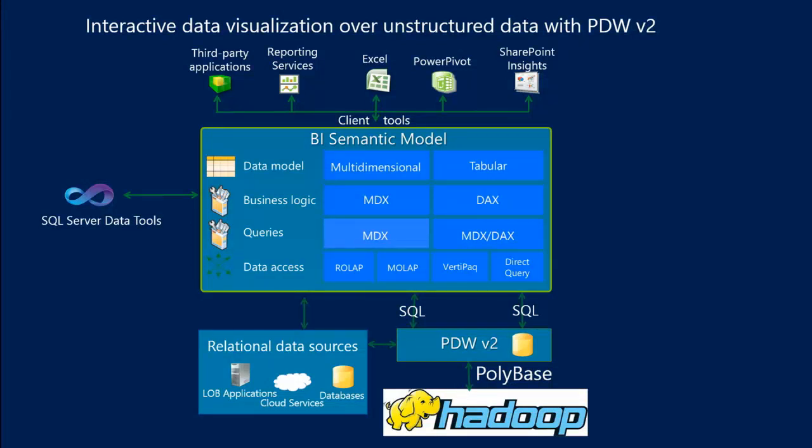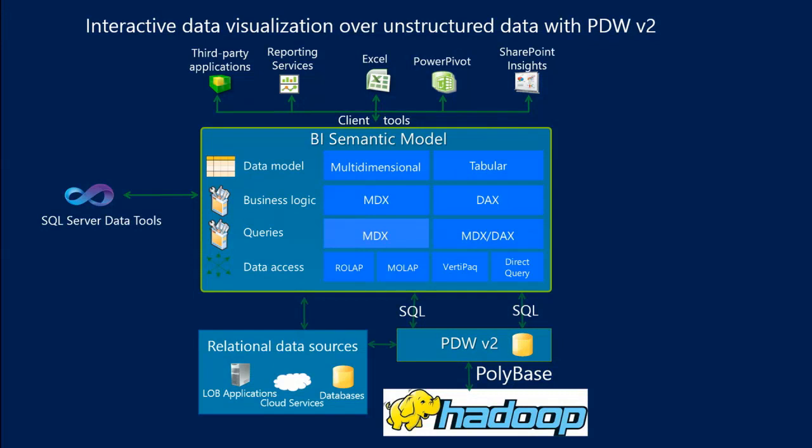So what happens here is, you see all the third-party tools. It queries the BI semantic model, the tabular model, using DAX. It uses MDX and DAX. In this case, only DAX is supported in DirectQuery mode. It sends a SQL command to PDW, and PDW, of course, can choose. PDW also points to other data sources.